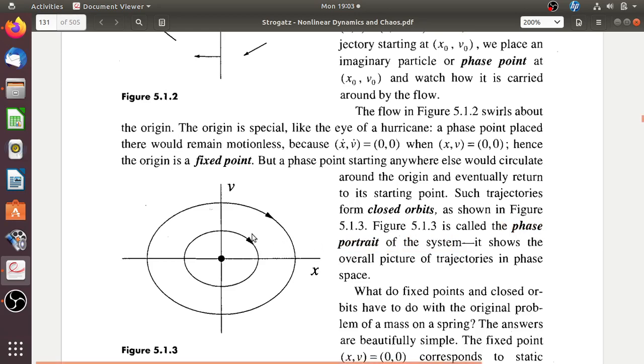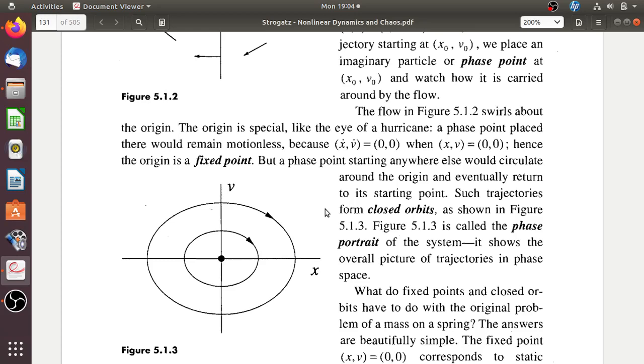By looking at the phase portrait, we will be able to understand, if some particular state is my initial condition, how the system is going to behave. Just by looking at this picture, we can have an understanding of how the system is going to behave.